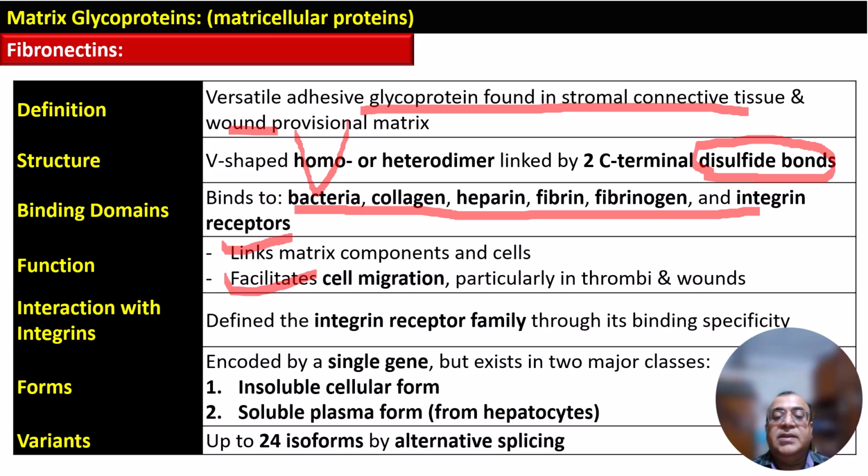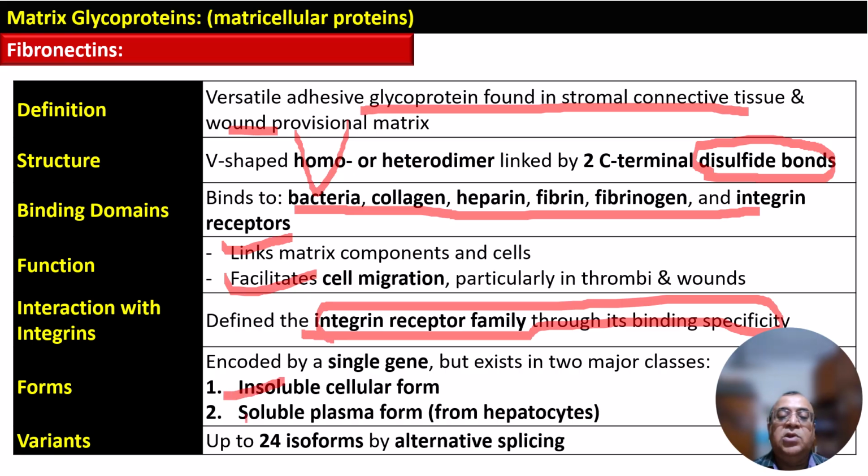Its interaction with integrin defines the integrin receptor family through its binding specificity. It forms an insoluble cellular form and a soluble plasma form. There are two types of fibronectin: plasma and tissue type. And there are about 24 isoforms that are produced by alternative splicing. A point to remember is that both of these, the insoluble and soluble types of fibronectin, are encoded by a single gene.